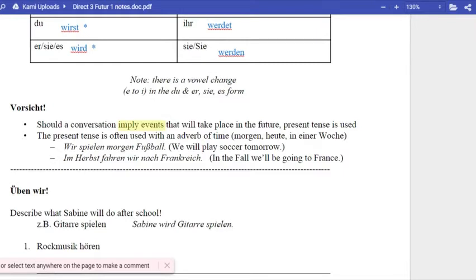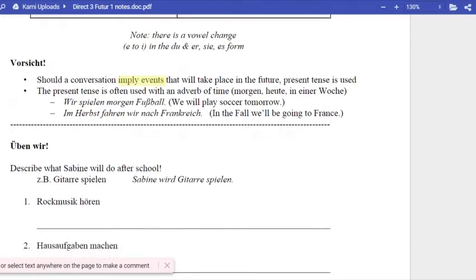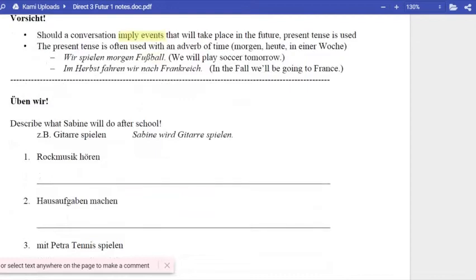So, here's an example. Wir spielen morgen Fußball. We would translate that as we're playing soccer tomorrow, or we will play soccer tomorrow. You also could say, im Herbst fahren wir nach Frankreich. In the fall, we're traveling to France. Okay? So, anyway, here we go with our new verb werden. We're going to describe what Sabina will do after school. Again, will is what we use in English to indicate the future tense.